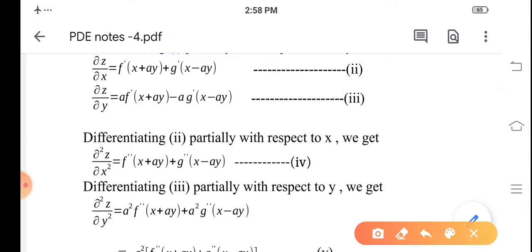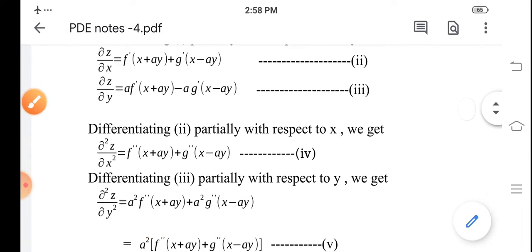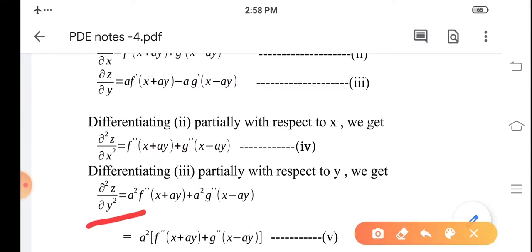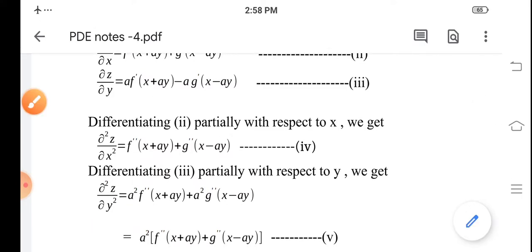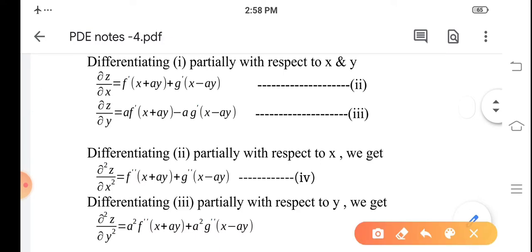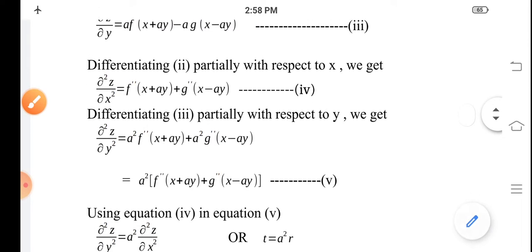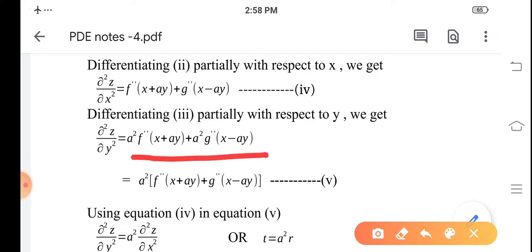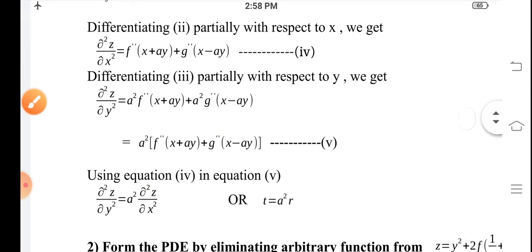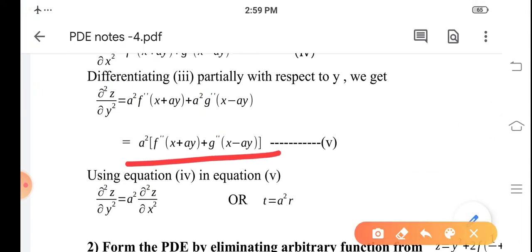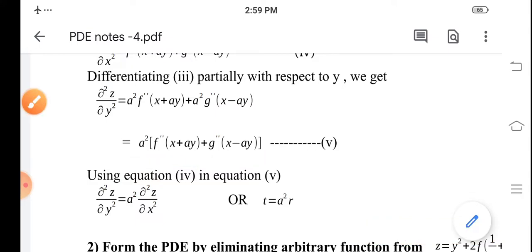Similarly, differentiating equation 3 partially with respect to y, we obtain second order partial derivative of z with respect to y, that is dou square z by dou y square equal to a square into f double dash of x plus ay plus a square into g double dash of x minus ay. Now here we can observe a square is common. So we write it as a square into f double dash of x plus ay plus g double dash of x minus ay. Take it as equation number 5.